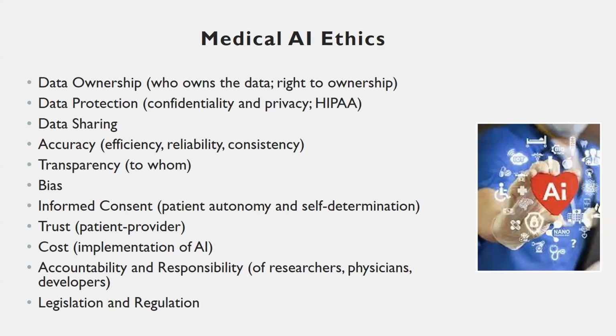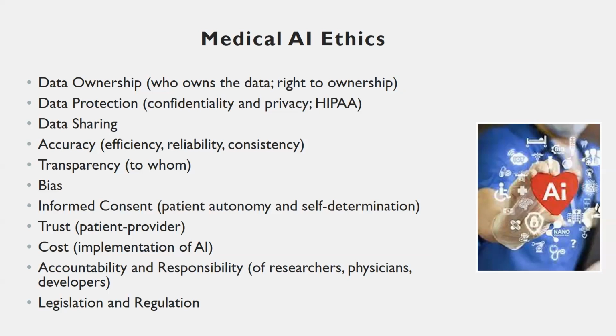And I'm just going to focus on three because I don't have years with all of you. There's obviously data ownership, right? Who has access, who owns the data, the right to ownership. There's things like data protection, data sharing, accuracy, and transparency. And to whom, right? So how is the transparency of AI for patients, for providers, for the researchers? The developers know what they're doing, but where's the transparency?